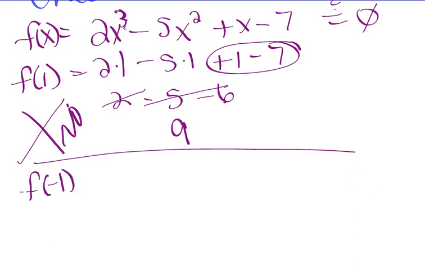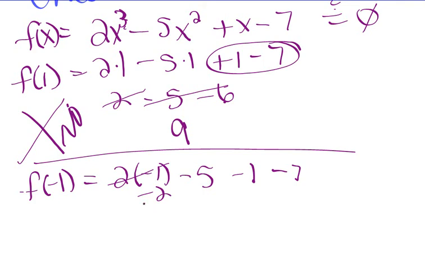So now let's check f of negative 1. So now we're going to go equal to 2 times, and negative 1 cubed is negative 1, right, minus 5x squared. Well, negative 1 squared is just 1, so it's just going to be a minus 5. And then minus 1 minus 7. Okay, so right here we've got negative 2 plus negative 5 plus negative 1 plus negative 7. Those are all negative numbers. This is going to be a bigger negative. There's no way this is going to be equal to 0. So this is a no.